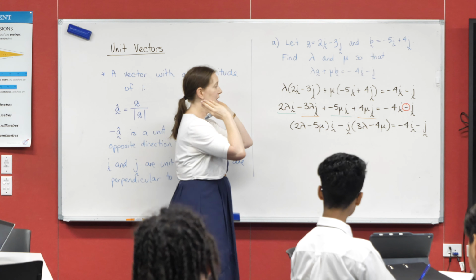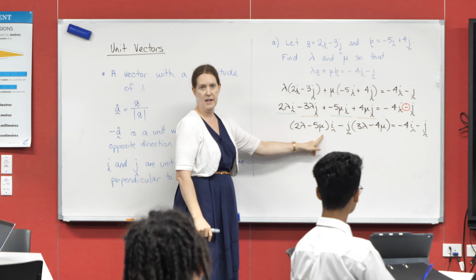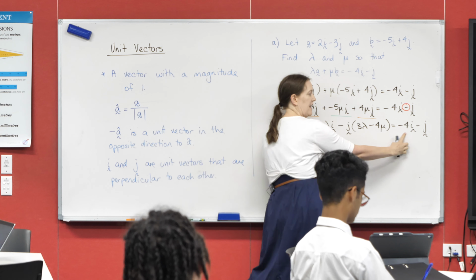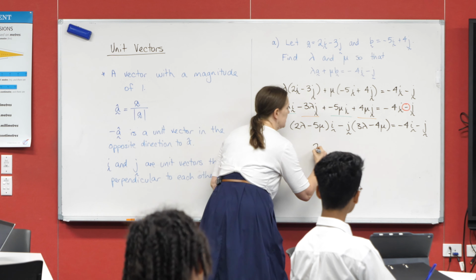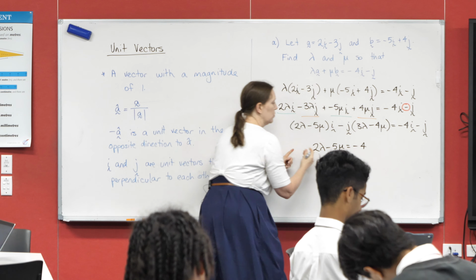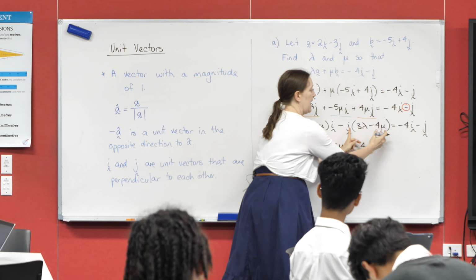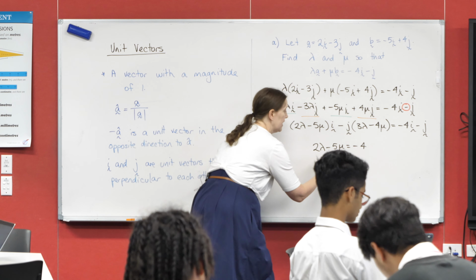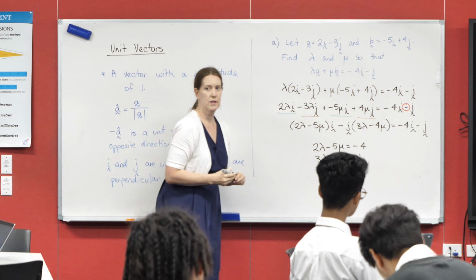The only thing acting in our i direction is this much. Do you agree? And we know that has to equal minus 4. So we can write minus 4 equals what was in my brackets. We can do the same thing for my j's, and because we already took out the minus, it actually makes life a little simpler for us.